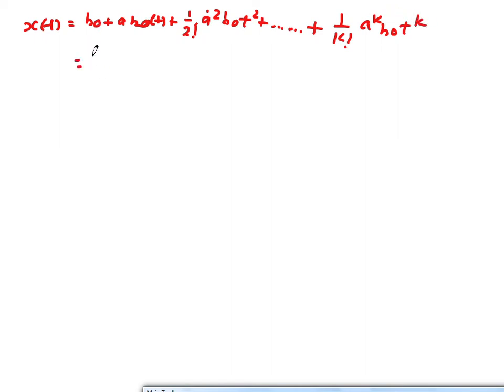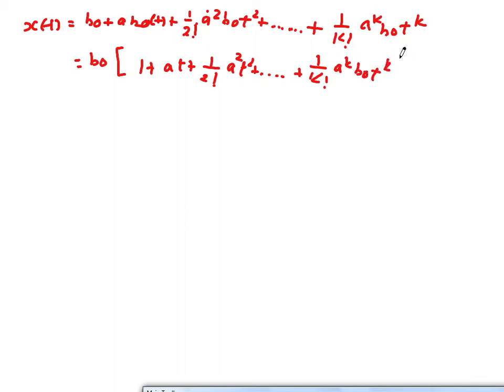Okay, so just simplifying this formula, taking b0 as a common quantity because all the values are having a b0, so I'm taking it common. It will be 1 plus a into t plus 1 upon 2 factorial a square into t square, up to 1 upon k factorial a raised to k into t raised to k, times b0. Okay, so this is our main equation. So x of t is equal to this.